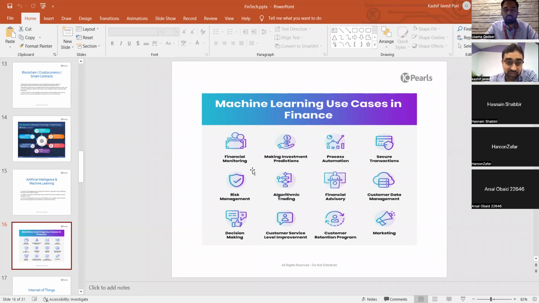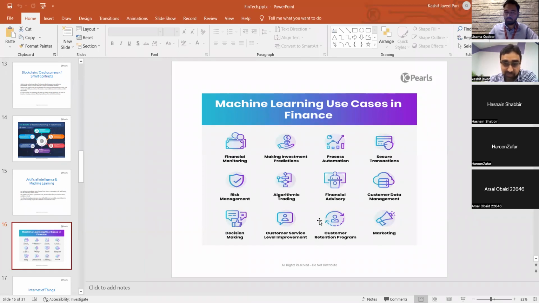Then risk management. Earlier, when a bank used to lend money or give a loan to a particular party, they were looking at the data of that particular customer manually, but now they are using machine learning to assess the past track record of that customer, to assess the risk, whether he will be able to pay back or not. Then algorithmic trading. Again, based on some prediction, we can train our machine learning engines that if this is the situation, just make a trade for our particular client. Financial advisory is also linked with that.